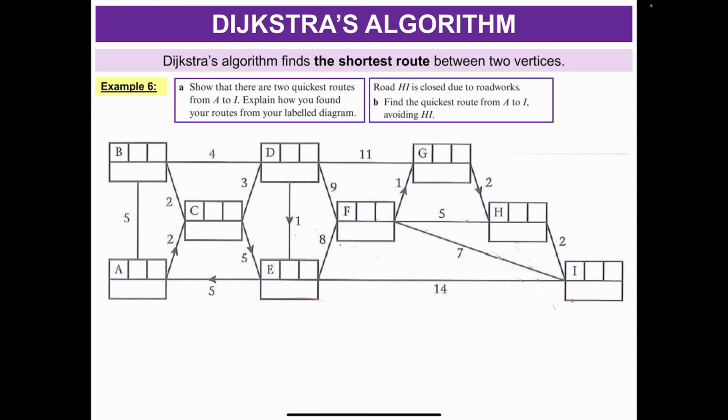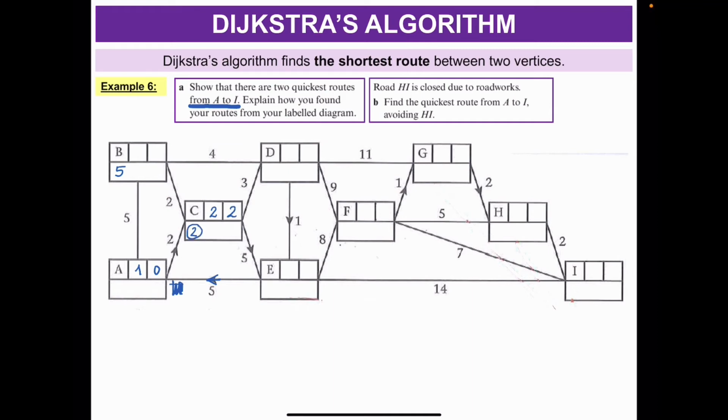Okay, so I need to go from A to I. That means A will become my first vertex, and it has value 0. So 0 plus 5 is 5, and 0 plus 2 is 2. And I don't have to worry about this part because it's not allowed. You can see the direction is here. So now I only have C and B to choose from, and obviously 2 is the smallest value, so C will become my second vertex, and the final value is 2, so that will become the final label for C.